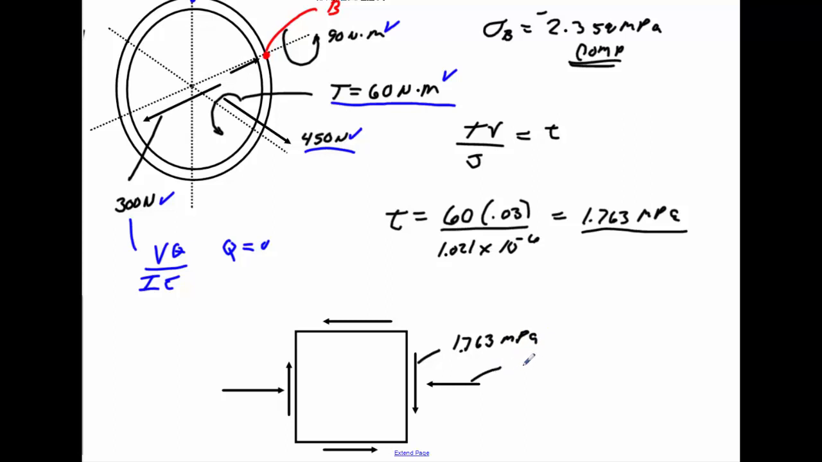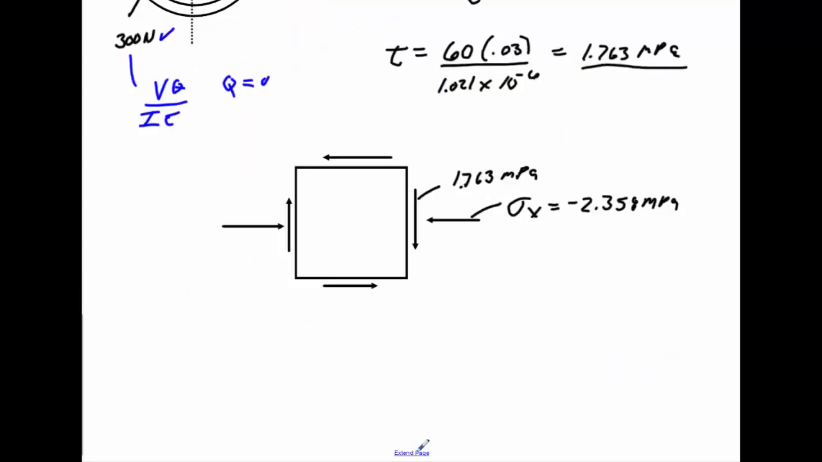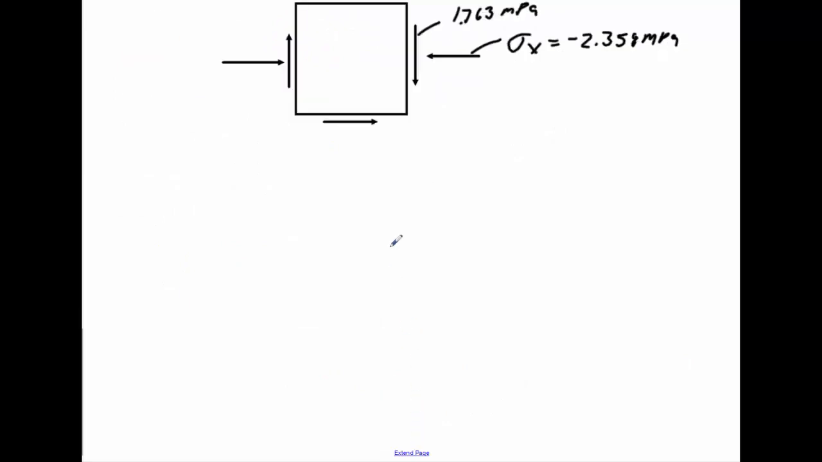Here we'll create this as our normal X. And our normal X in this case would be the value here, and you got to make sure you show this with the correct sign. So I got compression, that's why I got to make this negative. Okay, now we're ready to generate using Mohr's circle.